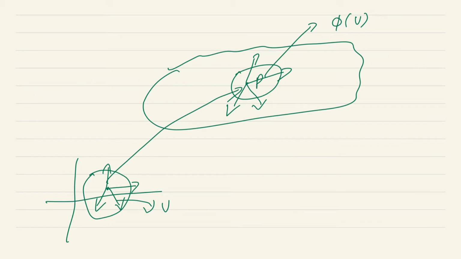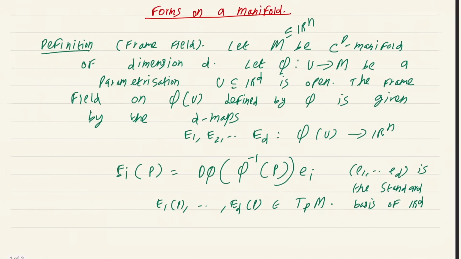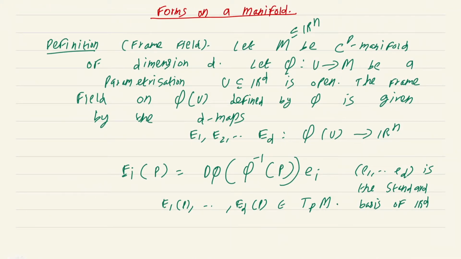The nice thing about the frame field is it's sort of smoothly varying because all the maps involved are smooth, this phi inverse and phi and everything. As you change the point, the vectors do not change drastically on the manifold. So this frame field is going to help us define smoothness of a general differential form. We now come to the definition of the differential k-forms on a manifold. So, definition: let M be a d-dimensional smooth manifold.